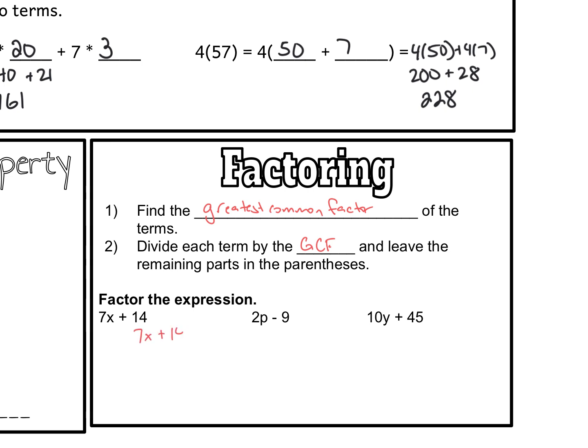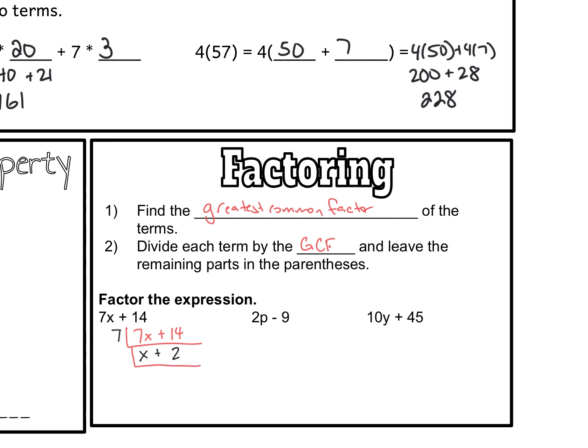ways to do this. So what I'm going to do is I'm going to have 7x plus 14, and I'm just going to look at the numbers at this point, and I'm going to ask myself, what can 7 and 14 both be divided by? In this case, they can both be divided by 7. So 7 divided by 7 is 1x, but we can just write that as x, and 14 divided by 7 is 2. I'm going to bring down that plus sign.